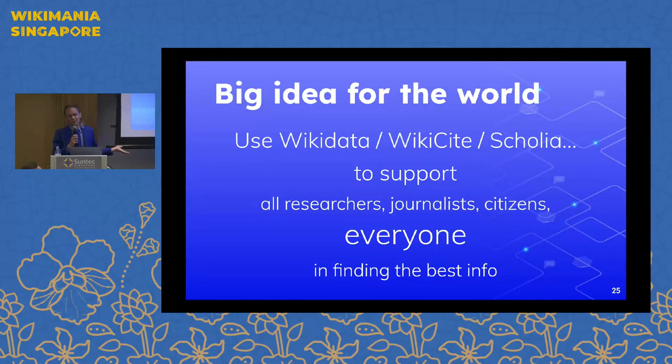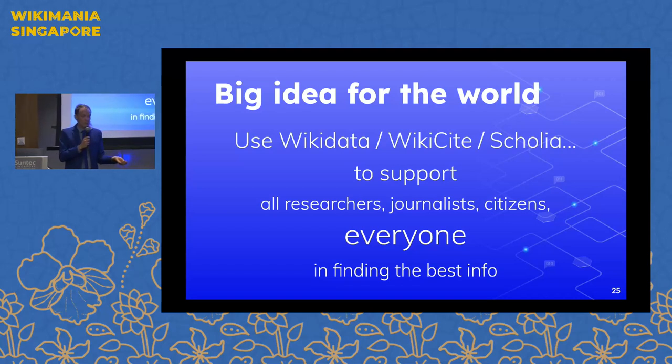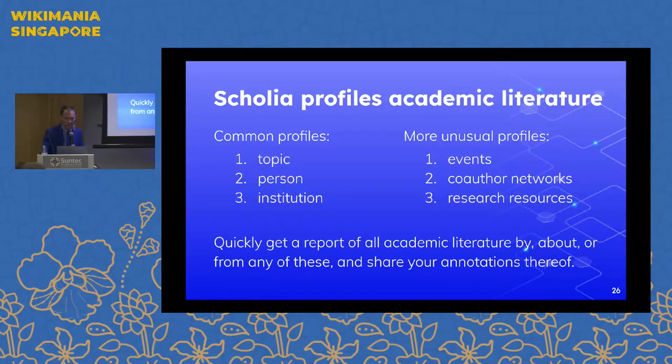But this is also a big idea for the world. We're practicing sorting out quality of information in Wikipedia, but there's so much fake news in circulation. We need quality checks on every source of information everywhere in the world, in every context. Everyone at every university needs help finding better access to research materials.